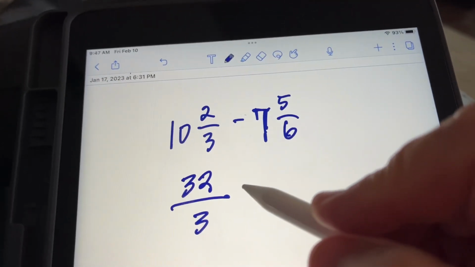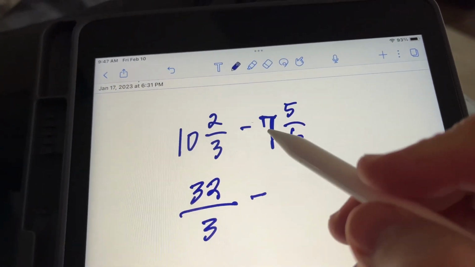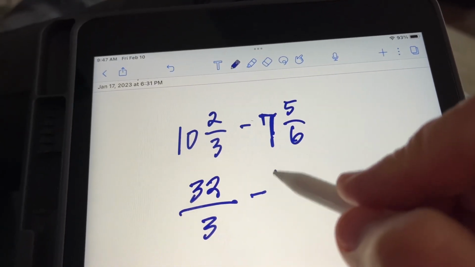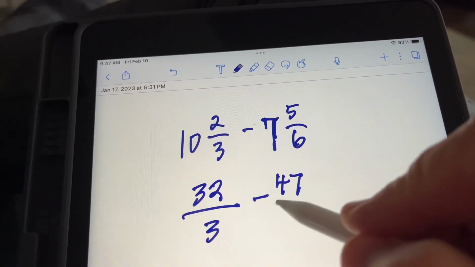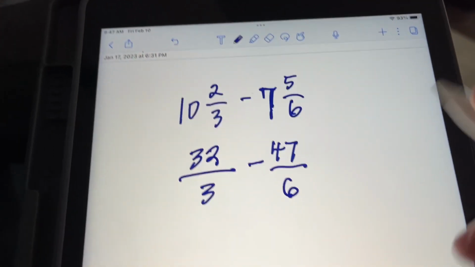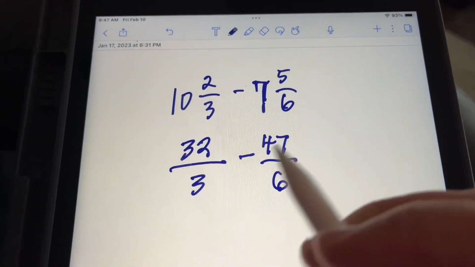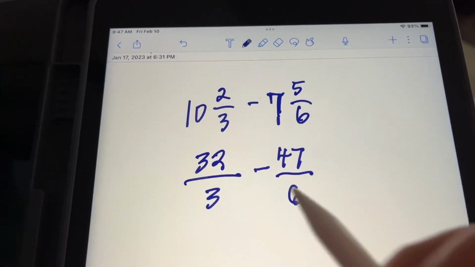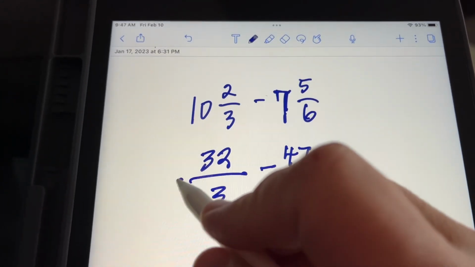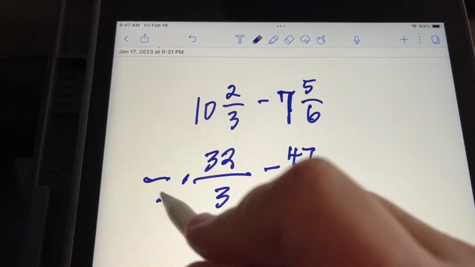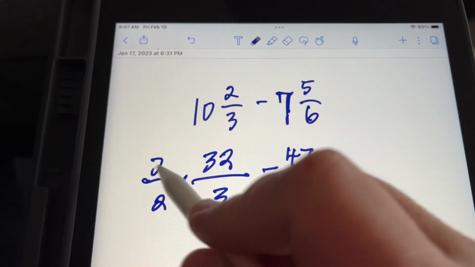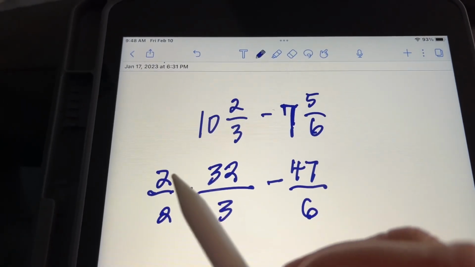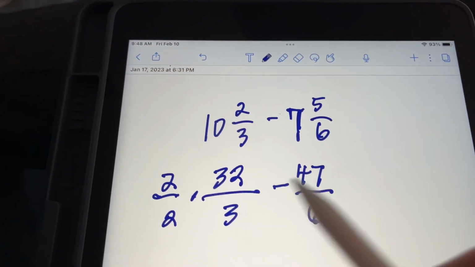And then I'm going to come over here and do the same thing. 7 times 6 is 42, plus 5 will be 47 over 6. So I changed those from mixed numbers to improper fractions. Some people prefer this. Now I need these denominators to be the same. So I'm going to multiply by 2 on the bottom and 2 on the top. That way this will be 6 and this will be 64, but I'll have a common term.